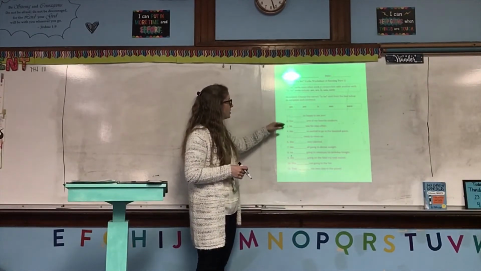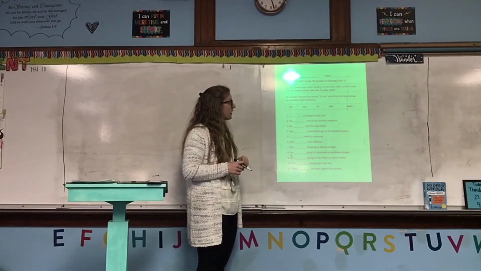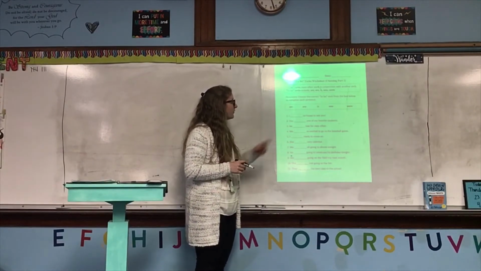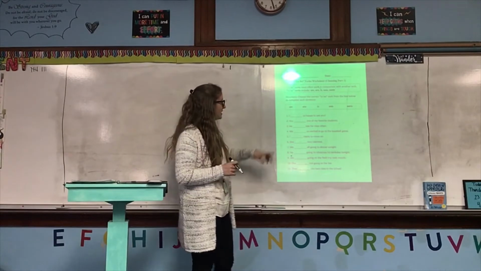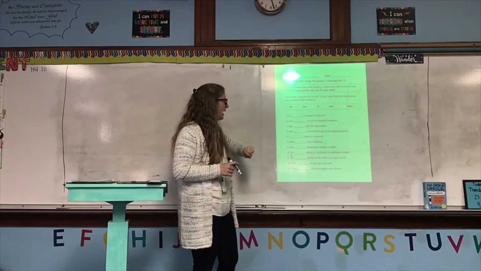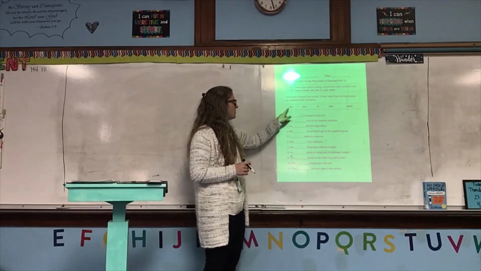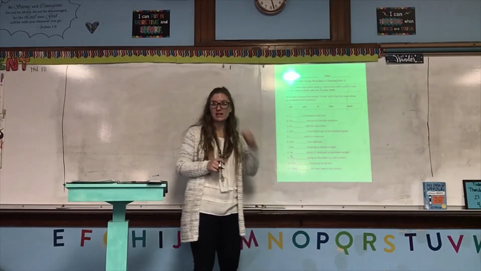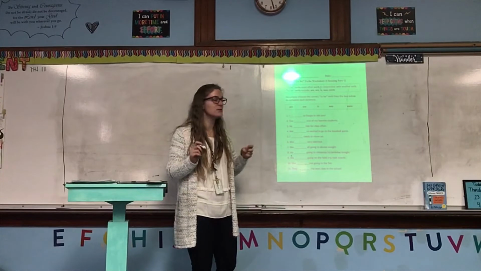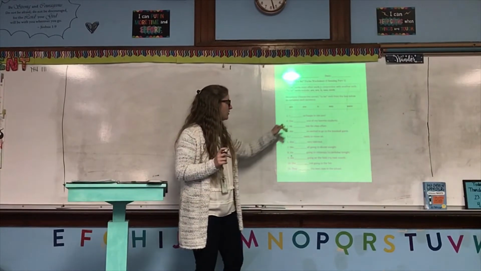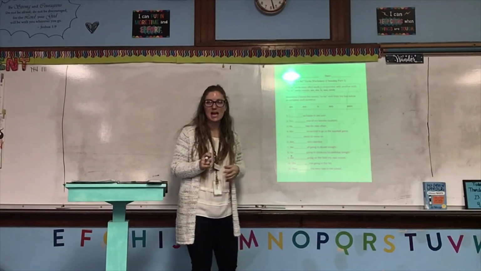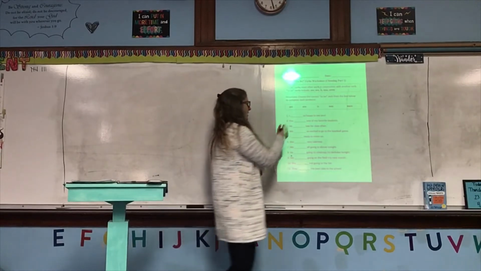So what we have to do is choose the correct form of be from this box to complete each sentence. So number one, I blank so happy to see you. Well, we know that we either need to use am or was, because those are the only forms that we can use with I. And the way it says, it seems like this is happening right now. I am so happy to see you.